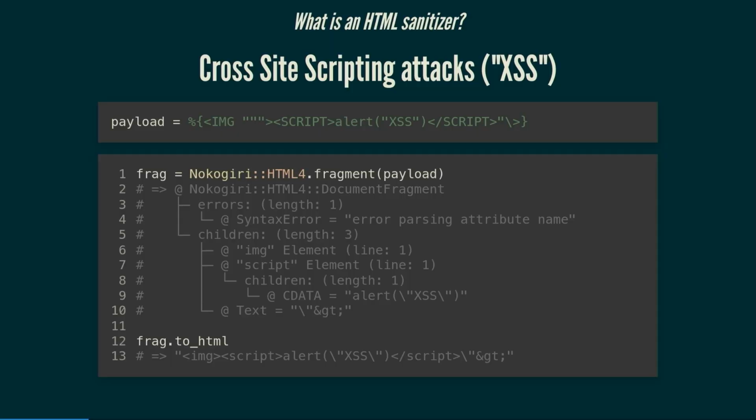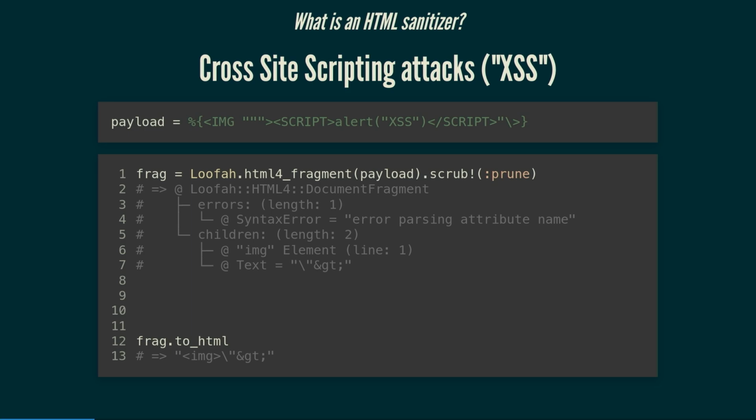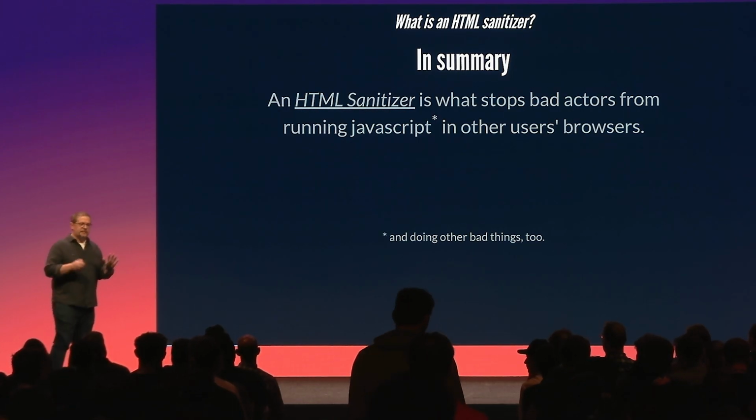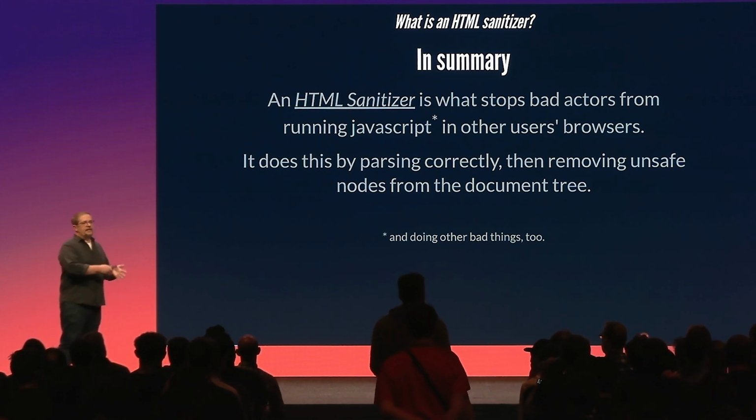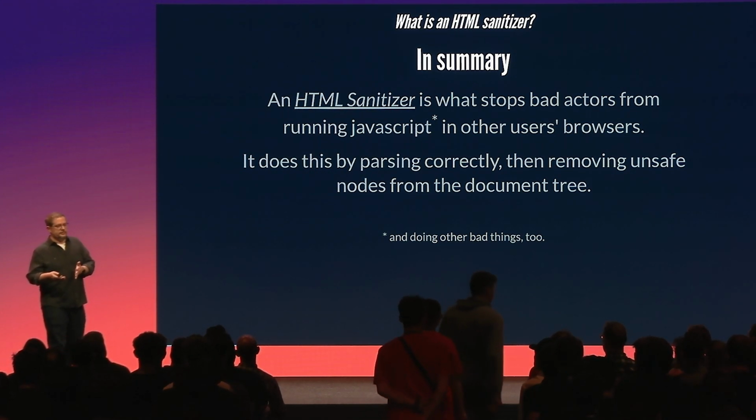So here you can see a tree where we've got an image tag and a script tag, and a sanitizer will look at that, will see the script tag, and if you pass this through Loofah, Loofah will just remove those tags, and you're left with whatever's left over, which is an empty image tag. And this is what you want your sanitizer to do. So in summary, it stops bad actors, and it does this by first parsing correctly, and then removing unsafe tags and attributes. That's it. That's all a sanitizer is. So I'll check the box on what is a sanitizer.